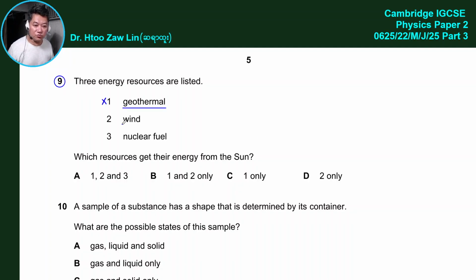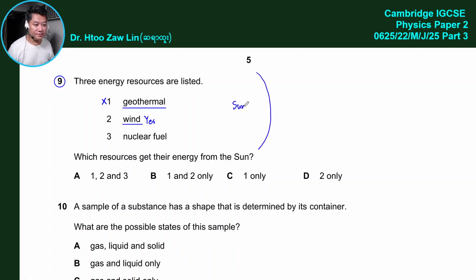So let's see number 2, wind energy. Does it originate from the solar energy? I say yes. Okay. So we need to know how wind energy and solar energy relate to each other. Okay. Let me explain a little bit here.